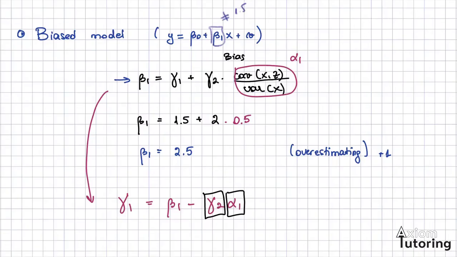A large gamma 2 and a strong correlation usually mean a large bias, and a small gamma 2 with a weak correlation will mean a small bias. This is also why researchers worry most about omitted variables that are both highly relevant and highly correlated with their variable of interest. Now that you have the formula, you can get a sense by yourself of why that is important. Omitted variable bias changes the estimated coefficient by gamma 2 times alpha 1. So the bias is larger when the omitted variable is more important and more correlated with x.